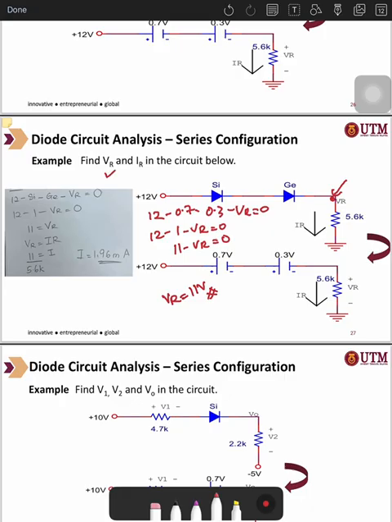So what about IR? We know that V equals IR. To find I, you divide by the resistance. What is VR? 11. And what is your resistance here? 5.6 kilo-ohm. Then you will get 1.96 milliampere.